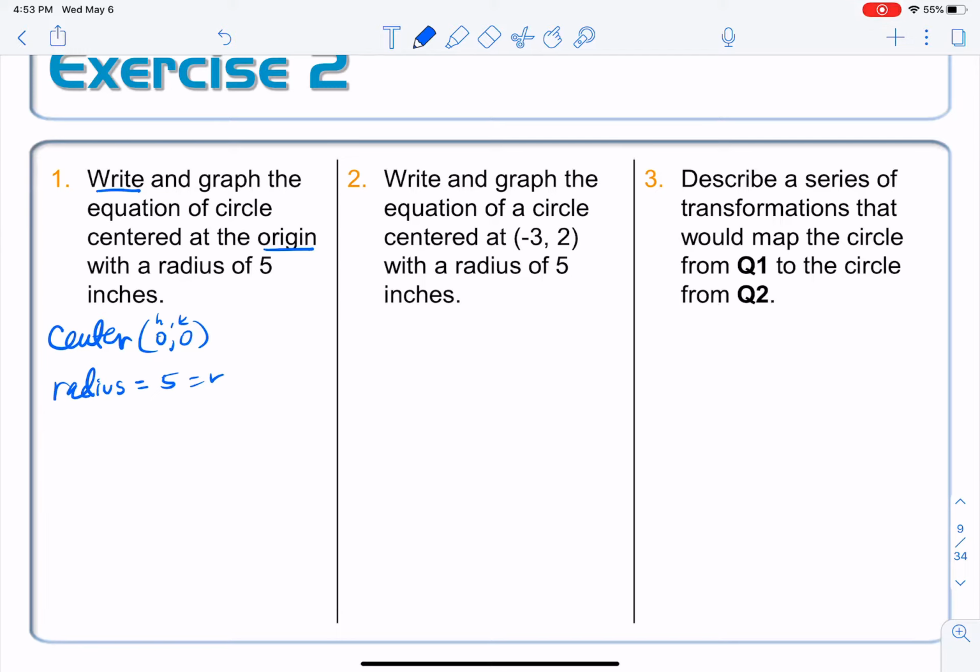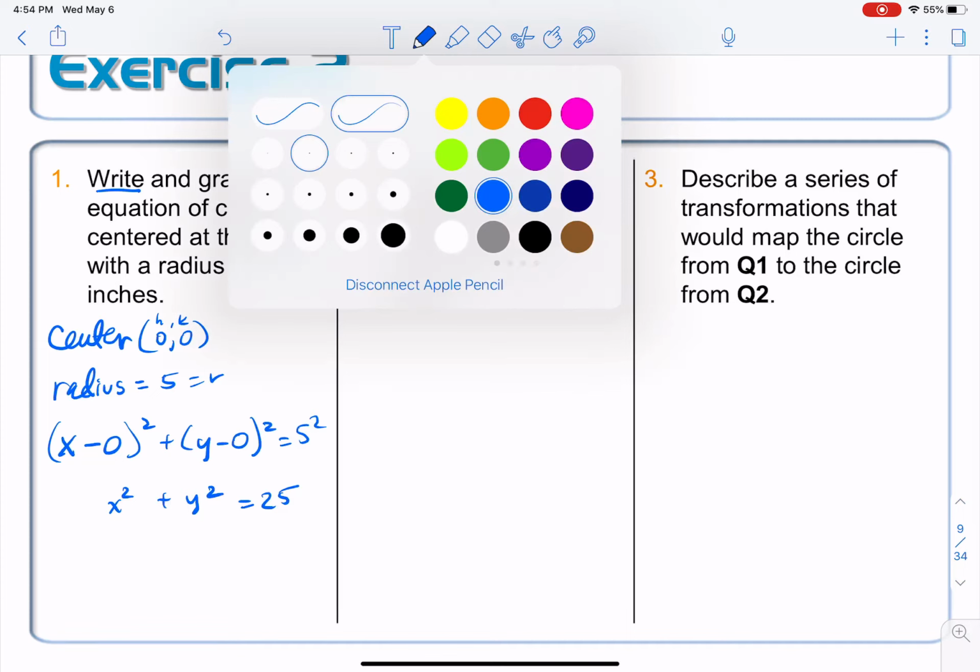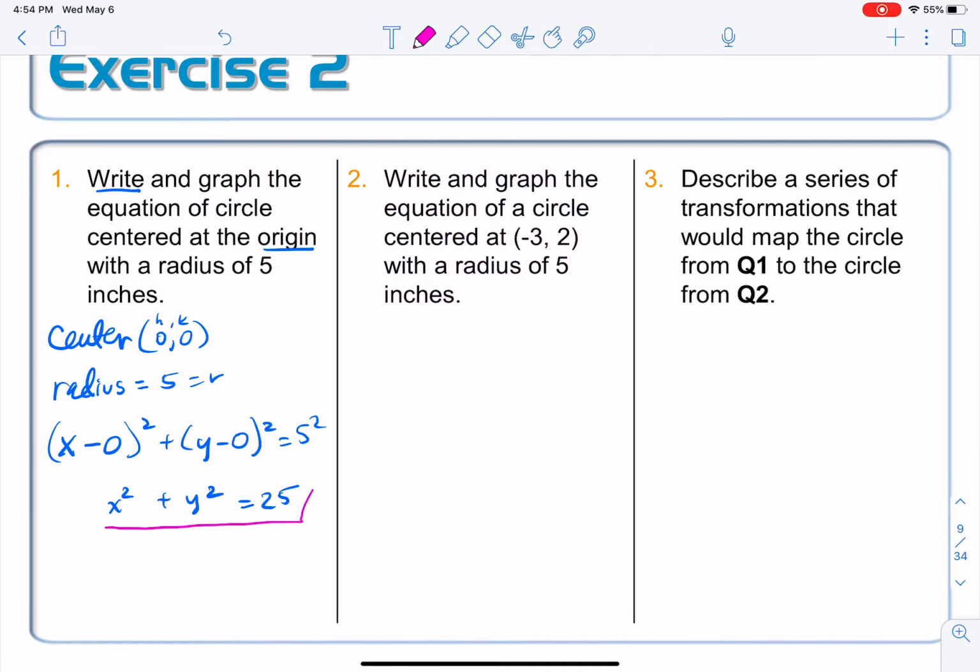Now let's put those things together and write our equation. It's (x minus 0), x minus h, squared plus (y minus k), which is also 0, squared is equal to my radius squared. And then we just clear it up a little bit. x minus 0 doesn't do anything, so it's just x squared. Same thing with the y squared. And then we can go ahead and square the 5 to get 25. There is the equation of a circle, radius of 5, centered at the origin. And again, its connection to the Pythagorean theorem is pretty clear: a squared plus b squared is equal to c squared.